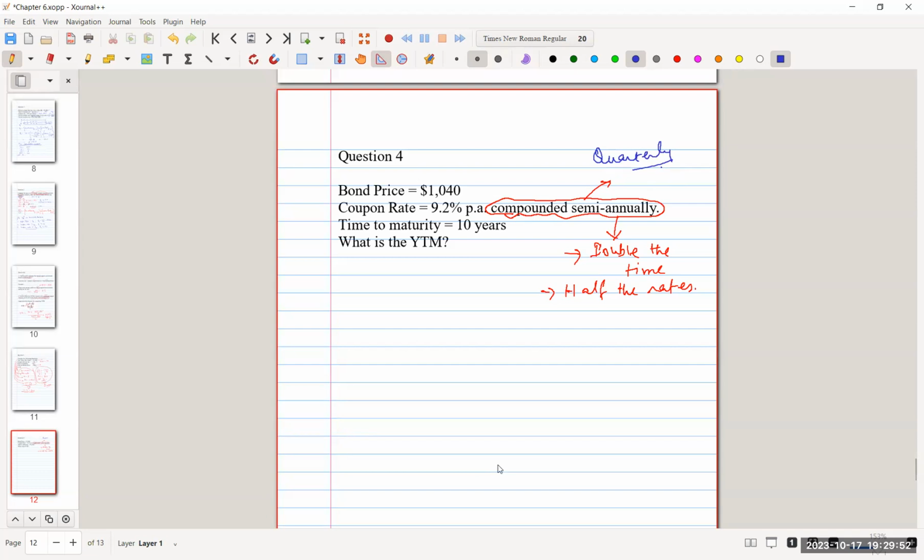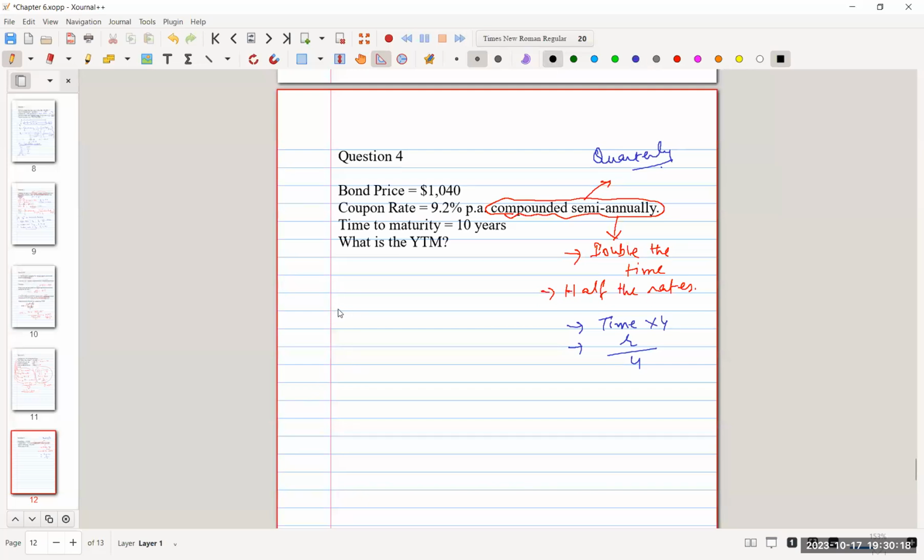If it was quarterly, then what would you do? Four times the time and quarterly rate. That's correct. So we would then say time times 4 and rate, whatever the rate is, divided by 4. Okay, so let's tackle this.